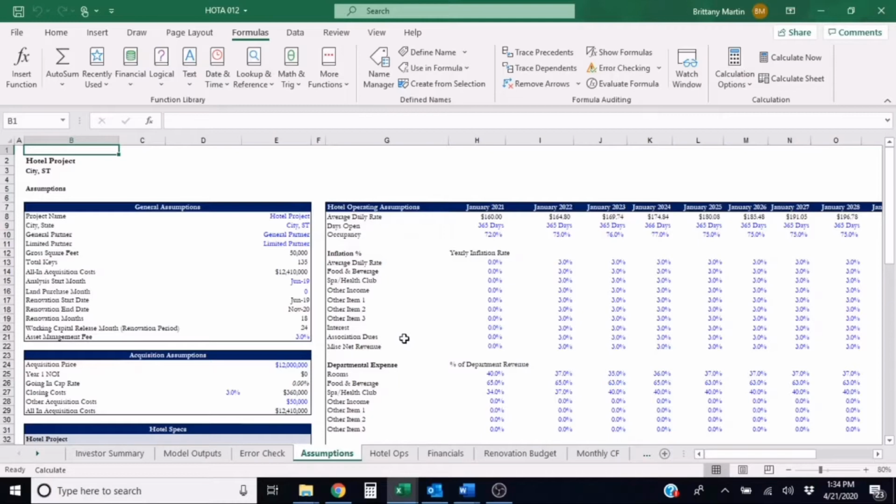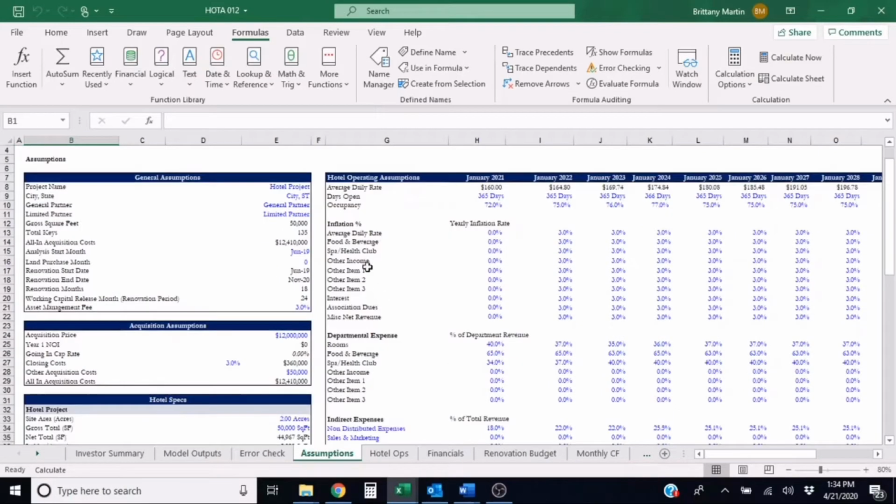Some common items that are included in closing costs are loan origination fees, appraisal fees, title search fees, title insurance, transfer taxes, property taxes, real estate commissions, and the list goes on and on. I'll take some time to break down what some of these items are for you, as well as how they affect the model. So let's go into the model here.